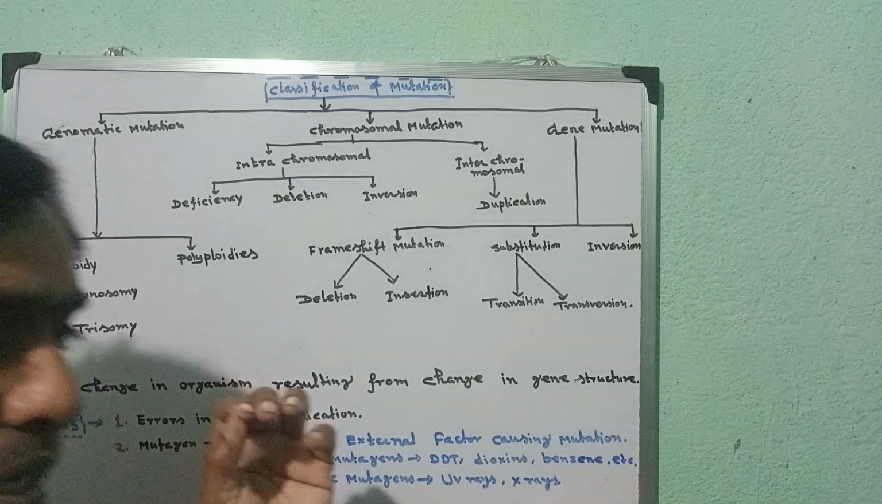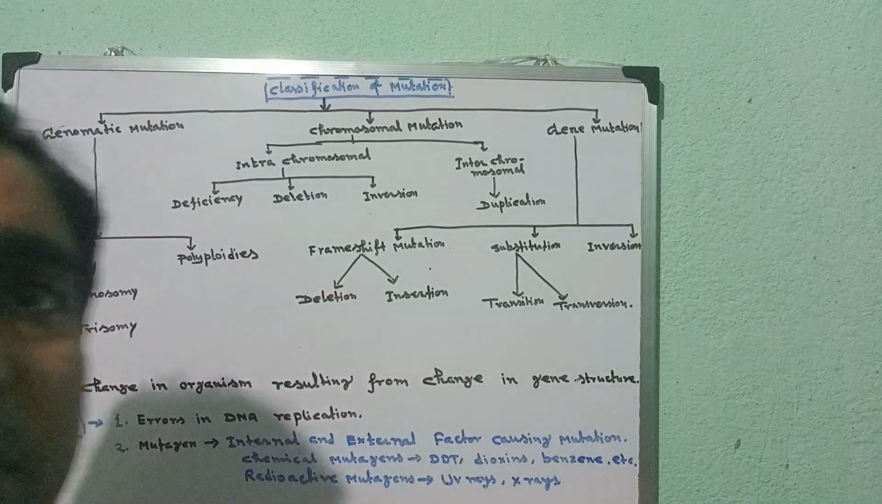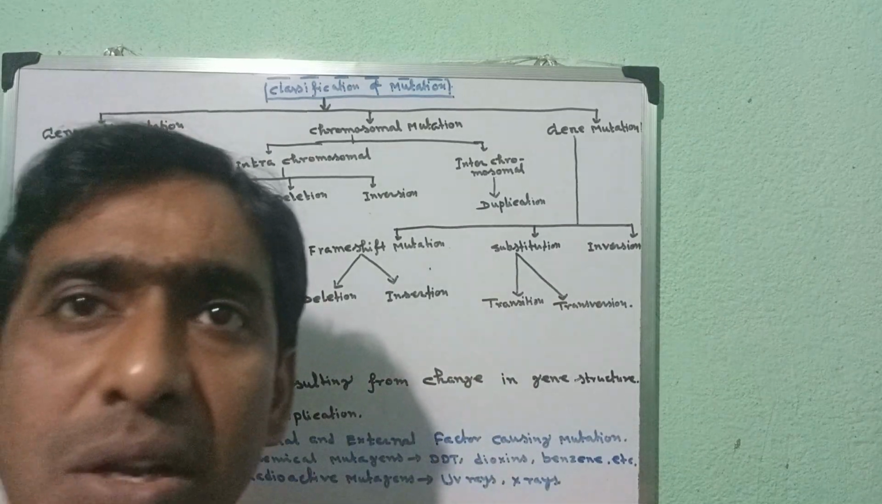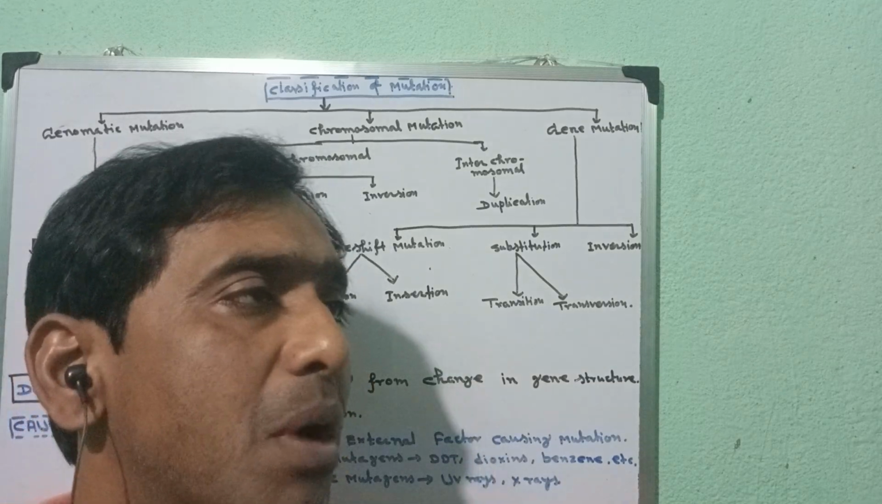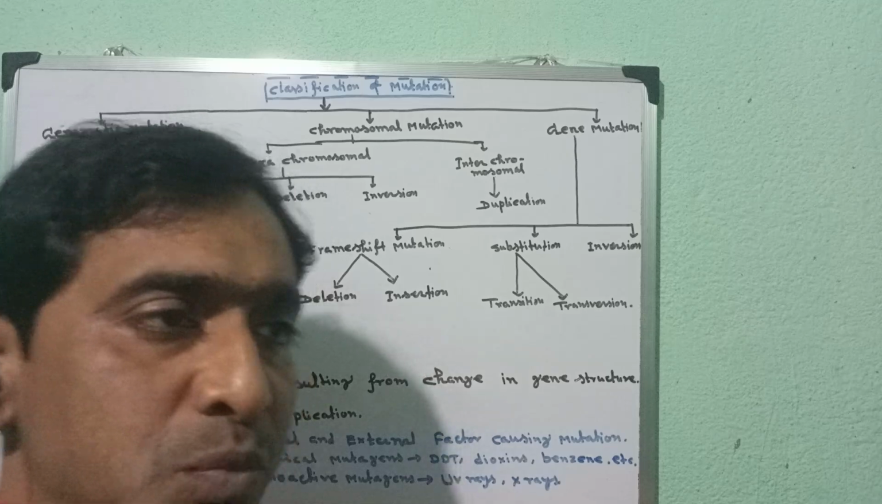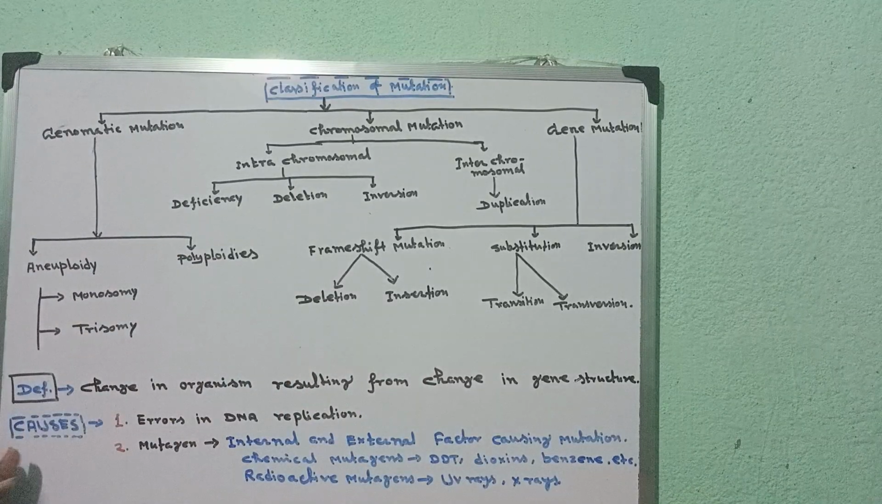So this change, the mutation, can be caused by an error during cell division or by exposure to an environmental agent. This agent is called a mutagen. So these are the causes of the mutation.